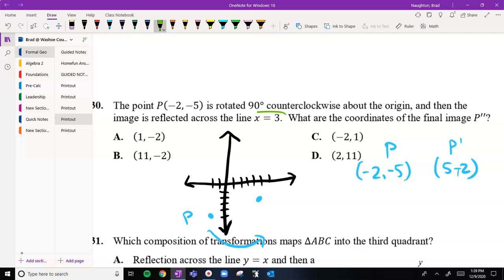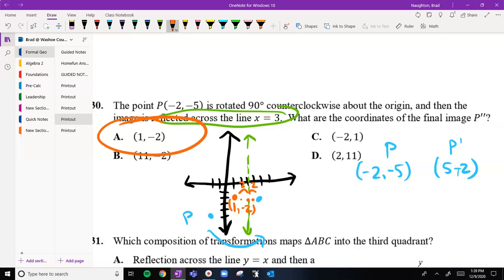Then I'm going to draw a line to reflect it at X equals 3, which is straight up and down. And so what you're going to do is you're just going to count 2 spots to get to that line and then go another 2 spots. So 1, 2. So that's going to give you the point 1, -2, which is going to be A for our answer. Alrighty.